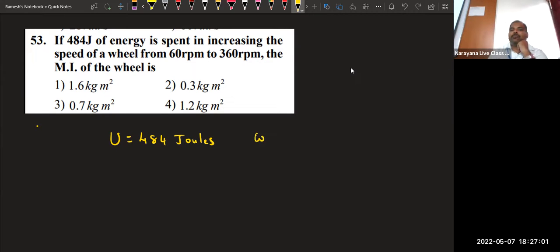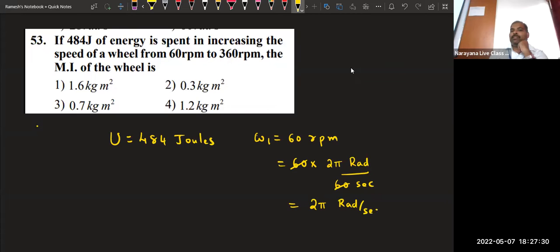What is the initial angular speed? Omega 1 equal to 60 rotations per minute. Angular speed is measured in radians per second. So 60 rotations means 60 into 2 pi radians, per minute means per 60 seconds. The 60 cancels out. So 2 pi radians per second. So the initial angular speed, omega 1, equals 2 pi radians per second.